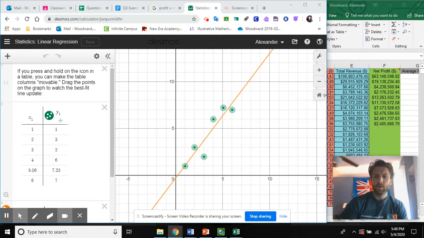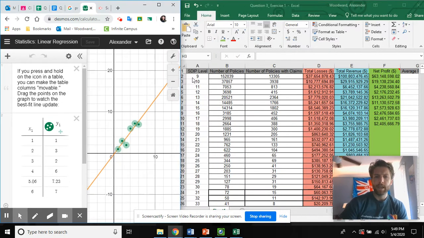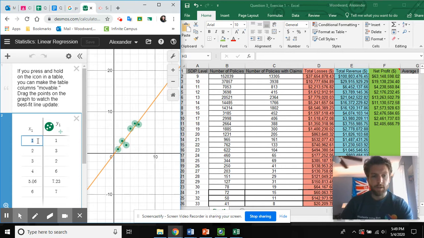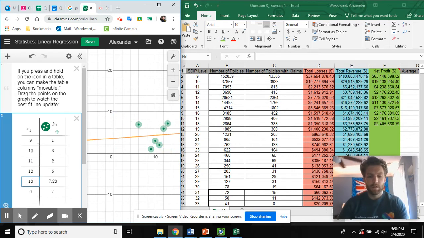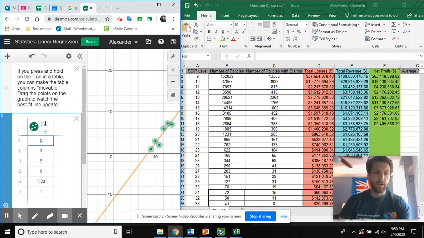So here we now have to graph SDIP level versus, let's make 4 graphs. Okay, you're going to screenshot all 4. So the first one would be SDIP level versus net profit. So your independent variable is still SDIP level. 9, 10, 11, 12, 13, 14, all the way up to 35. And now your dependent variable is the net profit.